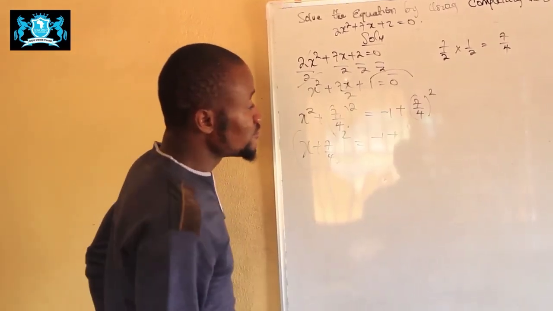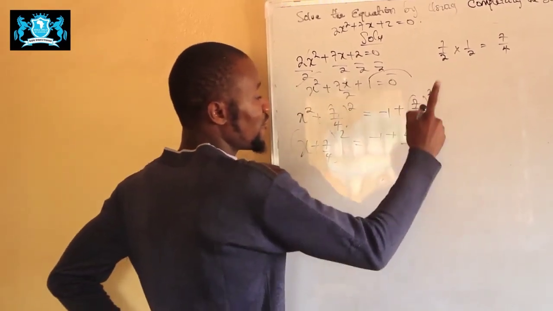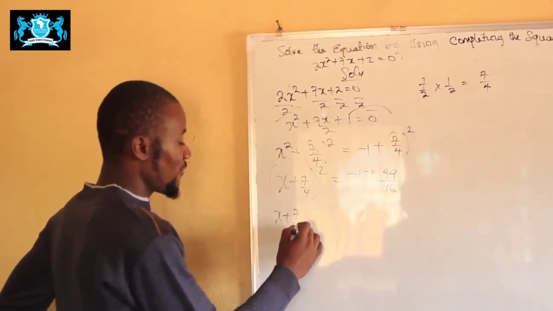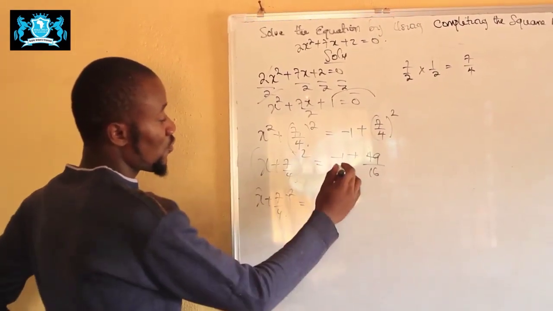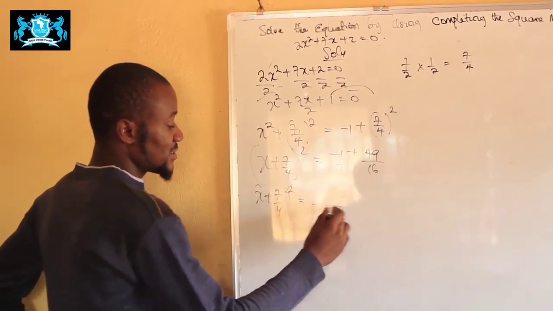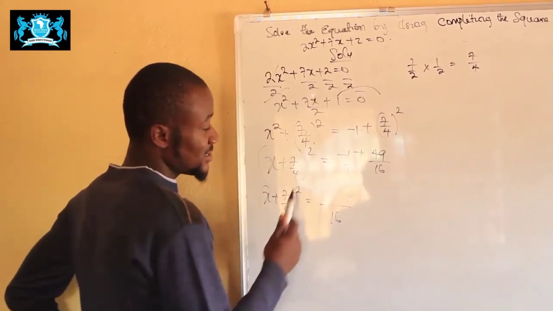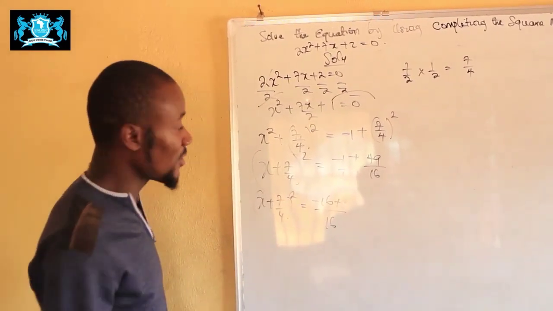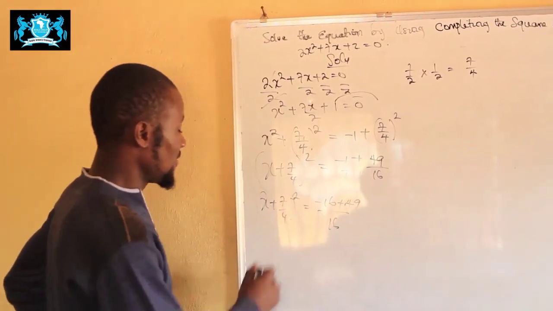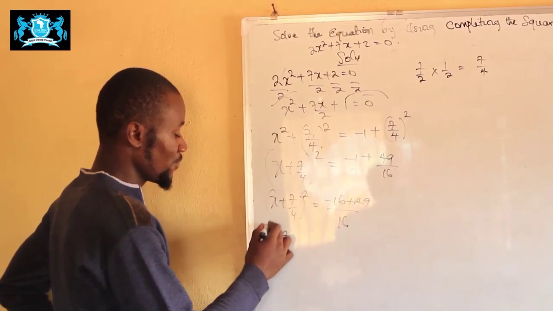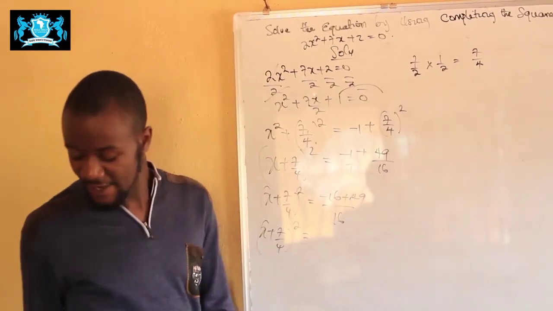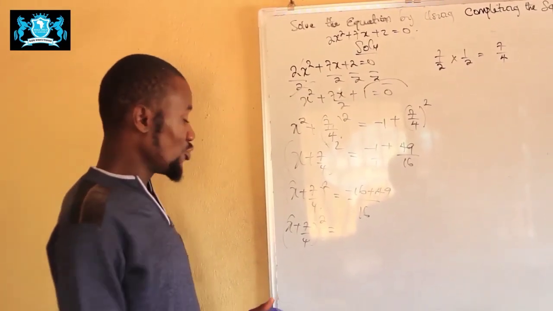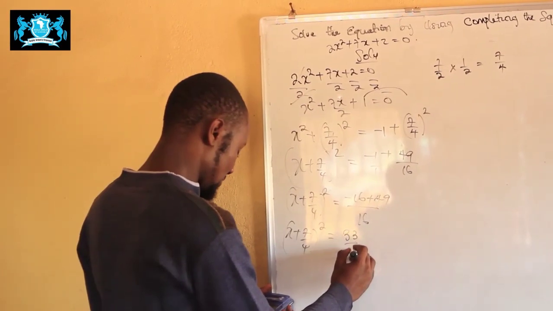plus 7 raised to power 2 is 49 over 4 raised to power 2 is 16. So we now have x plus 7 over 4 all raised to power 2 is equals to minus 1 over 1 plus 49 over 16. The LCM is 16. 16 times minus 1 is minus 16, plus 16 divided by 16 is 1, 1 times 49 is 49. So x plus 7 over 4 all raised to power 2 is equals to minus 16 plus 49. We'll be having 33 over 16.